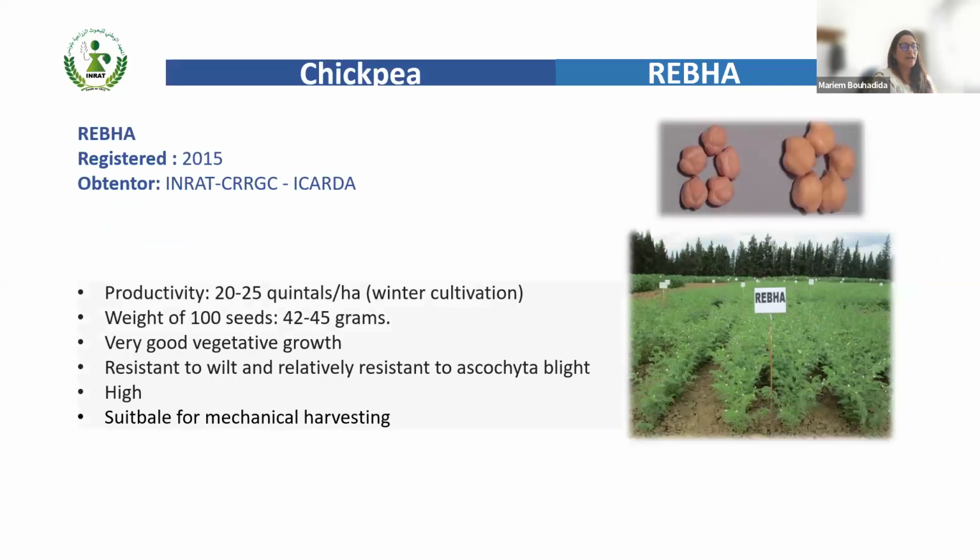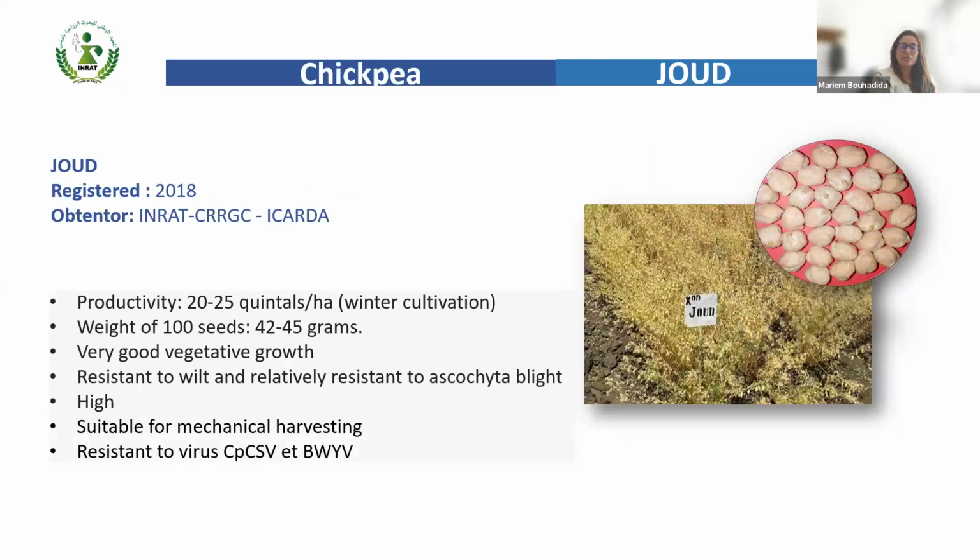This variety was registered in 2015, and it shows a broader adaptation compared to Noor. Next slide. And this one was registered in 2018, and it has the particularity that it shows resistance to the main viruses, the chickpea chlorotic stunt virus and the beet western yellow virus. Next slide.